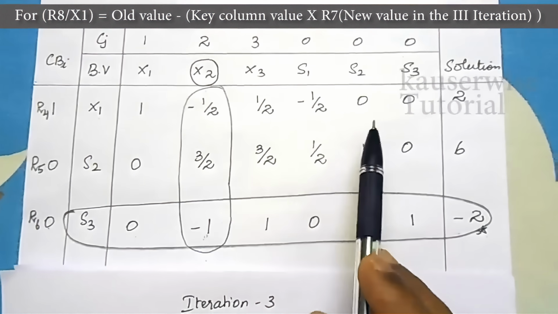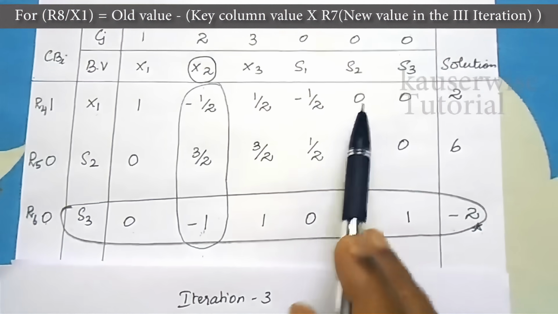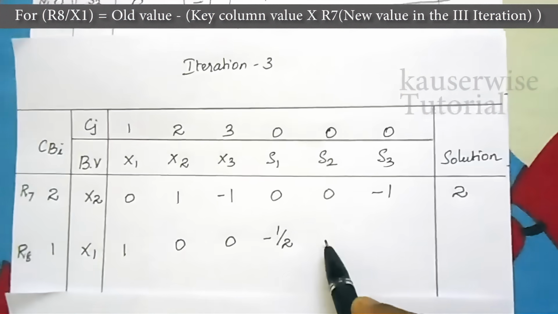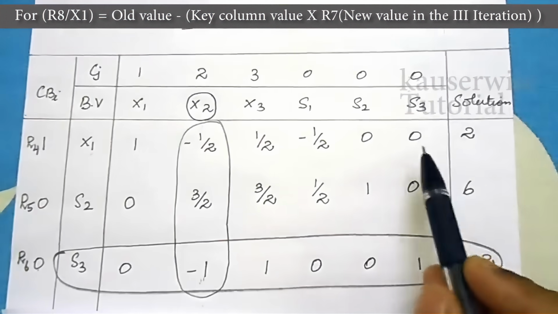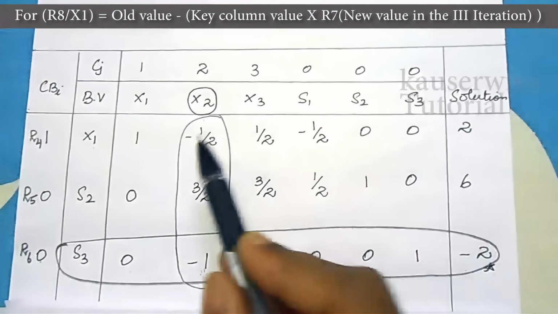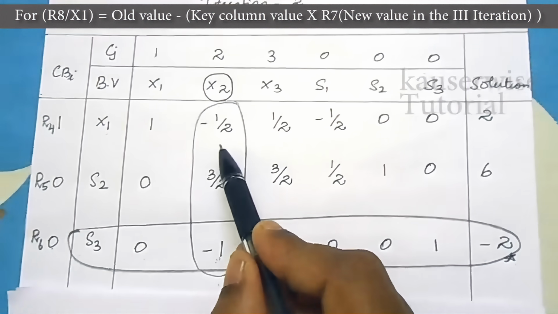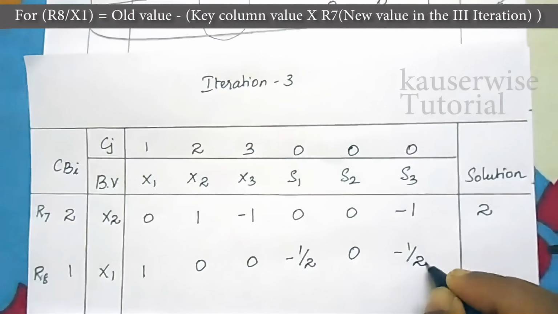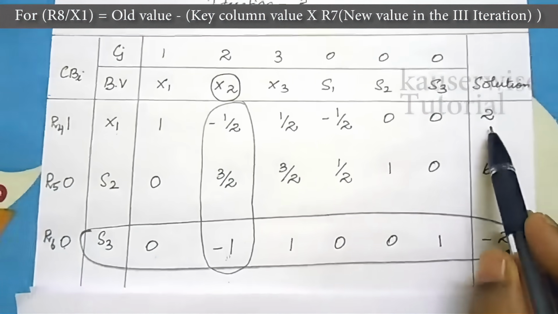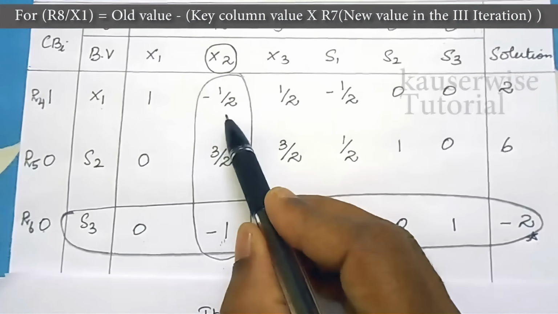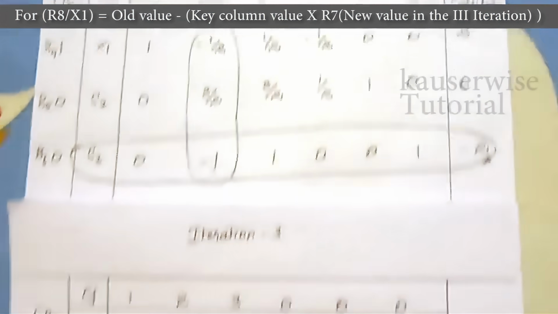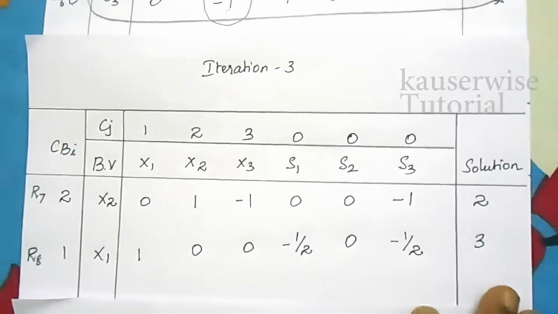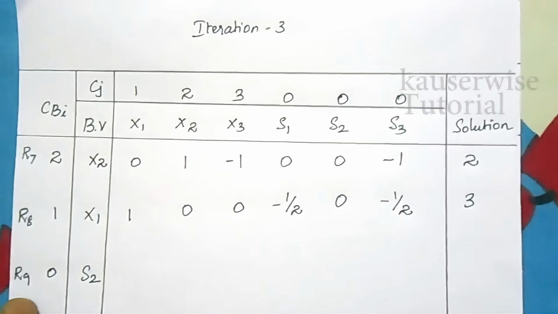For s2 value, the old value is 0 minus key column value is -1/2 into new value is 0. The answer is 0. Next one, the old value is 0 minus key column value is -1/2 into new value is -1. The answer is -1/2. For solution, the old value is 2 minus key column value -1/2 into new value 2. The answer is 3. In the same way, we need to find the new value for row 9 also.